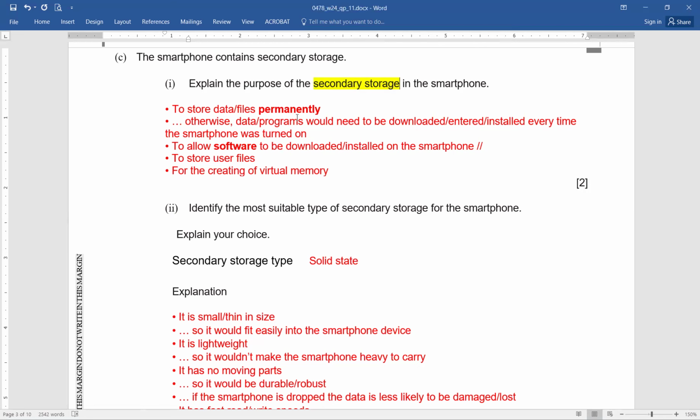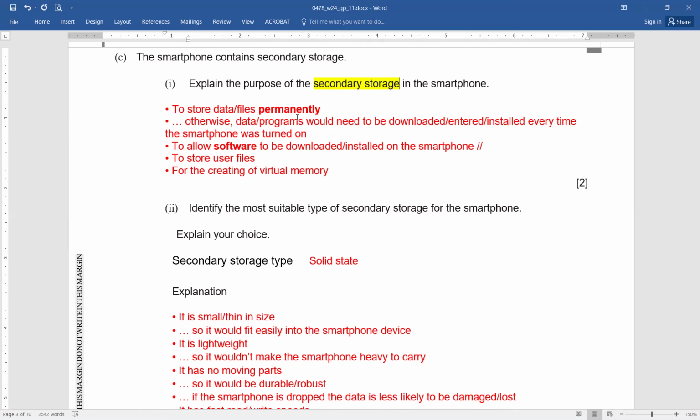Otherwise, you need to install every time whenever you're working on it. To allow software to be downloaded or installed on the smartphone. It is there to store the user files also, for the creation of virtual memory or VM. So actually, why do we have a secondary storage? To store the files permanently, 1 mark. If you're not storing it permanently, then every time when you are turning on, you have to install the things repeatedly. And it is there to allow the software to be downloaded or installed on the smartphone, the way we install different apps. So for that also, we need a secondary storage. Okay.